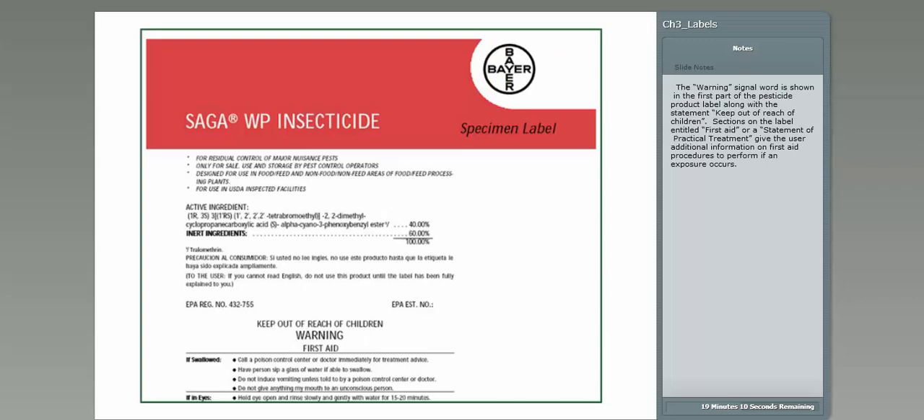The warning signal word is shown in the first part of the pesticide product label along with the statement, "Keep out of reach of children." Sections on the label entitled First Aid or A Statement of Practical Treatment give the user additional information on first aid procedures to perform if an exposure occurs.